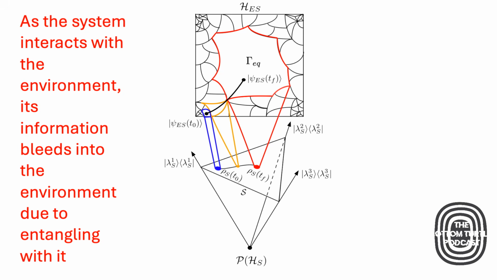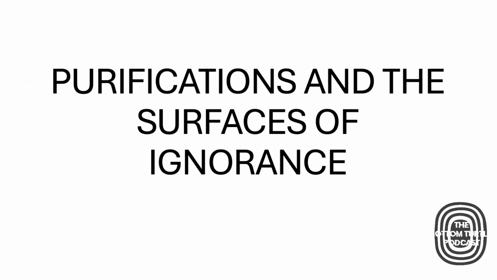Basically, this picture that I'm showing is me trying to describe the decoherence process, where you're going from a more pure state to a maximally mixed state at the center, where they become maximally entangled. And so what this takes us to is the purifications and the surfaces of ignorance.